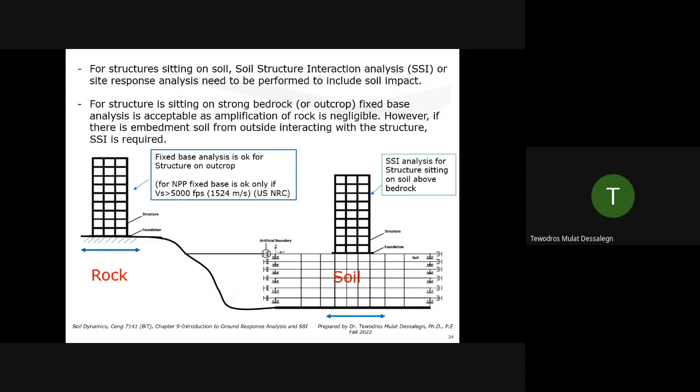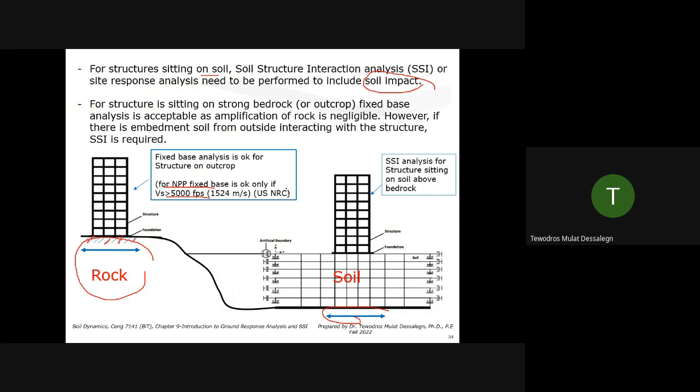For structure sitting on soil, soil structure interaction analysis or site response analysis needs to be performed to include soil impact. That's what it means. I gave you this example several times. Let's say you have a rock outcrop and bedrock. On the outcrop part, if this is stiff rock, something larger than 5,000 foot per second, for nuclear power plant design, we are allowed to use fixed base analysis.